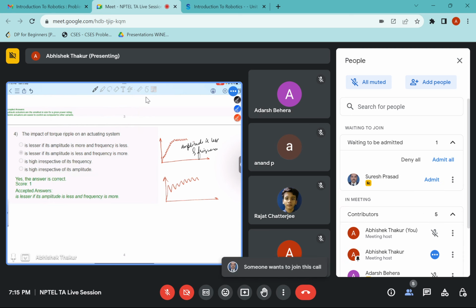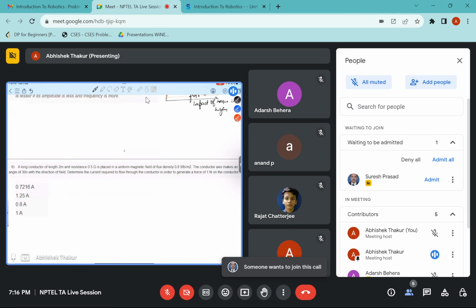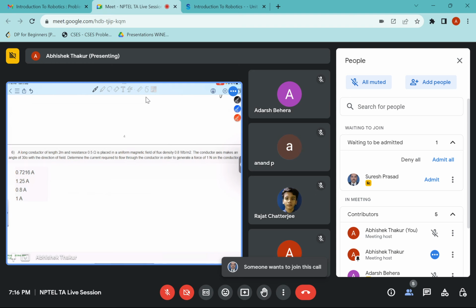and frequency is more. In this case, amplitude is high and frequency is low. In this case, the impact of torque is higher. In this, it is lesser. So the correct option is: the impact of torque is lesser if its amplitude is less and frequency is more. So option B is correct. Now we'll move on to the third question.